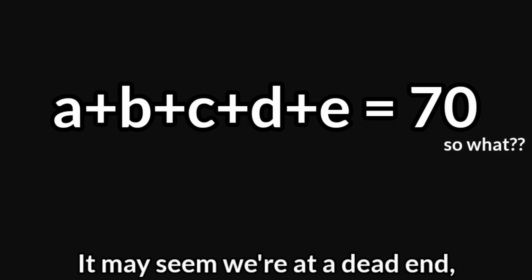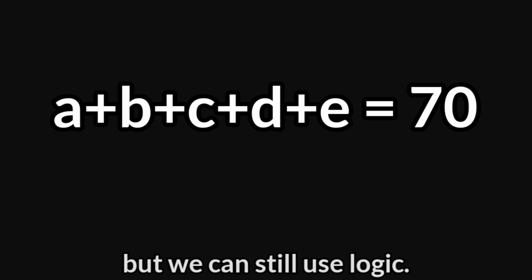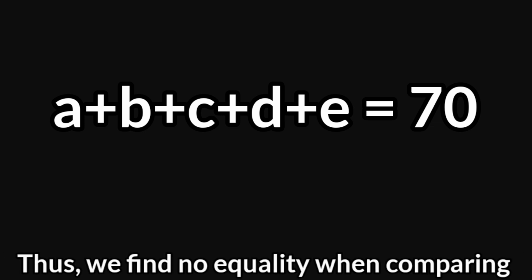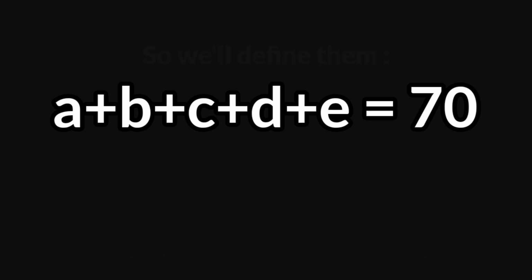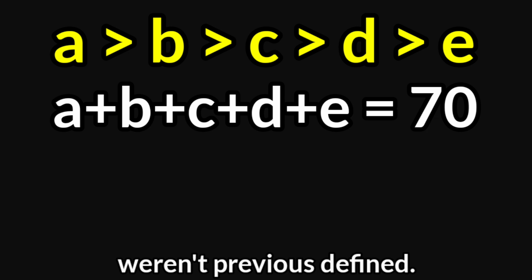It may seem that we're at a dead end now, but we can use logic to continue. We know that the 5 natural numbers we're looking for are different. Thus we can compare them and find no equality, so we'll define them this way. The reason we're able to do that is because the variables weren't previously defined by any other thing.